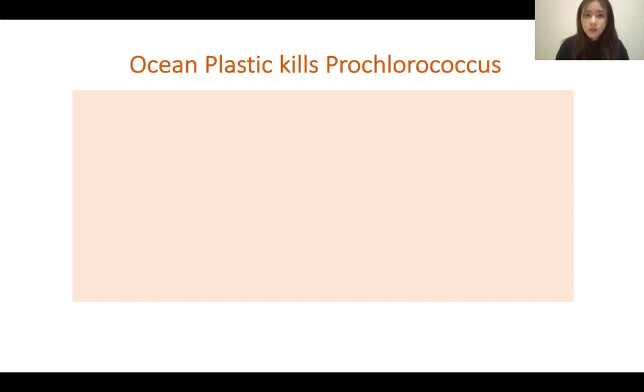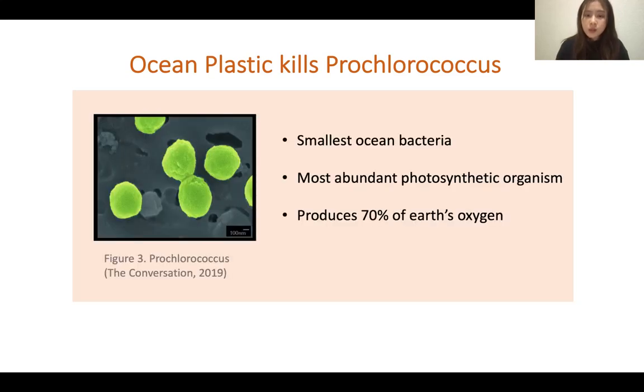So now I'd like to talk about the effects of ocean plastic pollution. As you can see, ocean plastic kills Prochlorococcus. So what is Prochlorococcus? Prochlorococcus is the smallest ocean bacteria, and it is also the most abundant photosynthetic organism. Prochlorococcus and other ocean plankton produce 70% of Earth's oxygen.